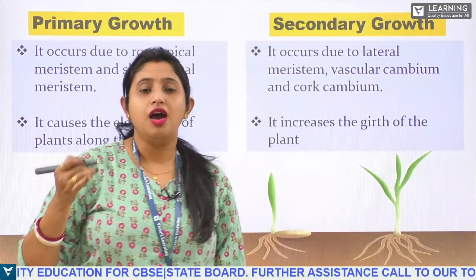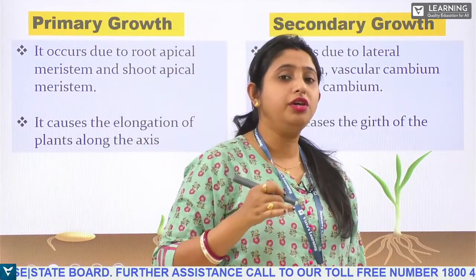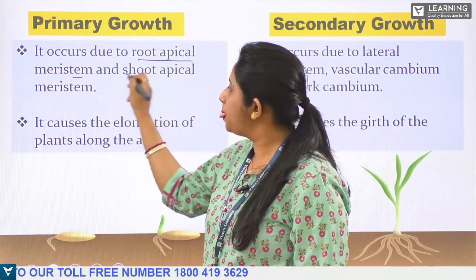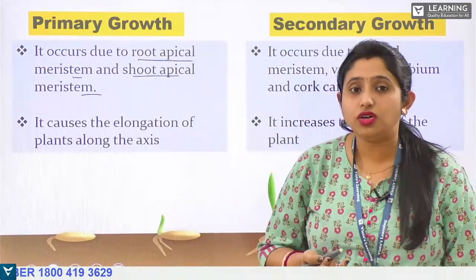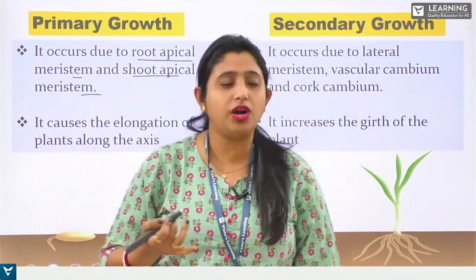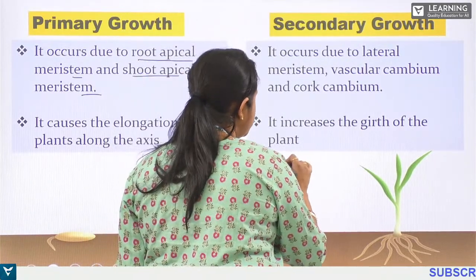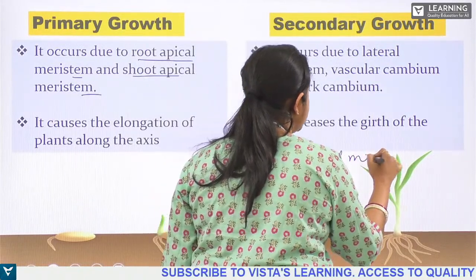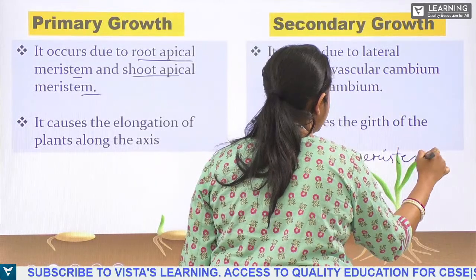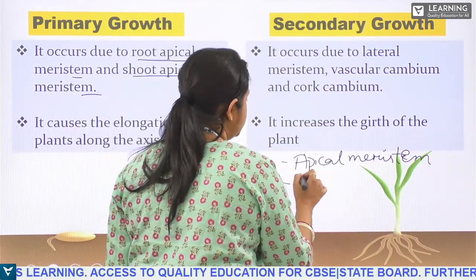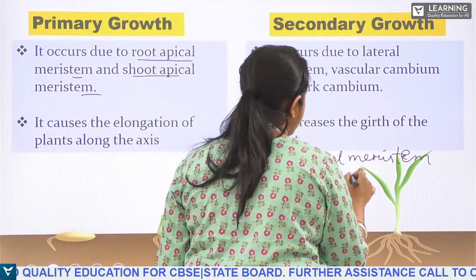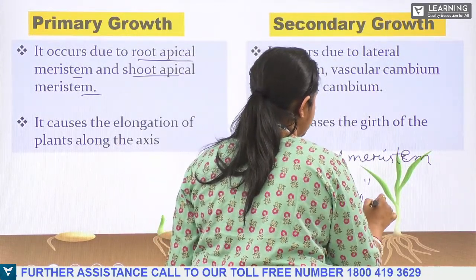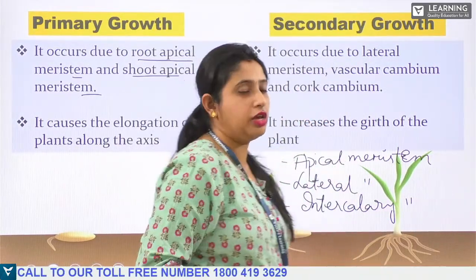Next. Now, growth in case of plant is divided into two types, as you have studied in your previous chapters also, that is primary growth and secondary growth. Primary growth occurs due to the root apical meristem and the shoot apical meristem. As you know, there are three types of meristem, right? What are the three types of meristem? The three types of meristem are apical meristem, lateral meristem, and intercalary meristem. These are the three types of meristem, right?